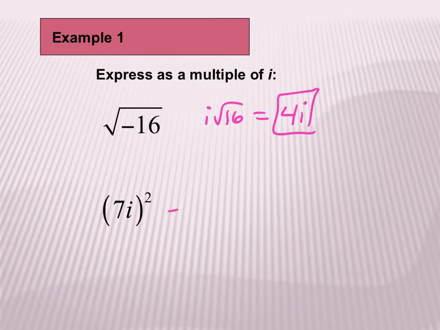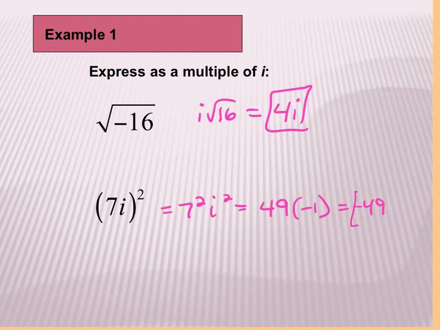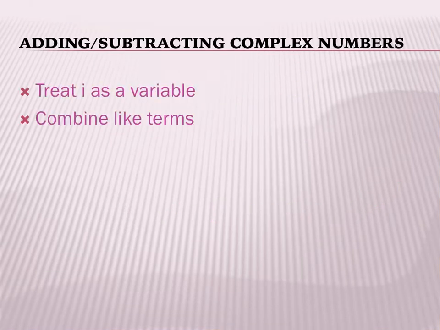7I squared becomes 7 squared times I squared. 7 squared is 49, and I squared is -1, so this becomes -49. Easy stuff, right? You just got to remember that the I comes out.